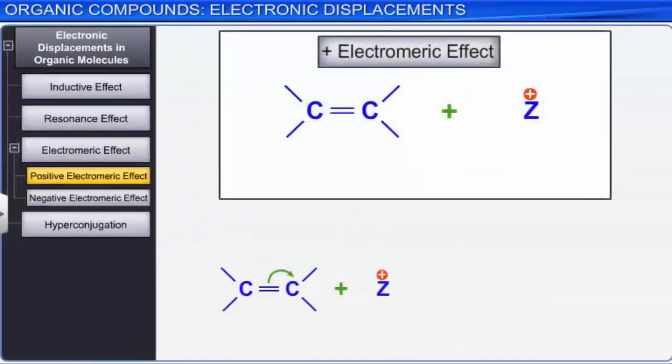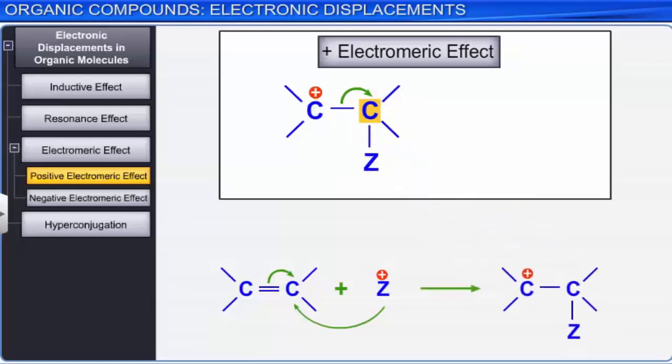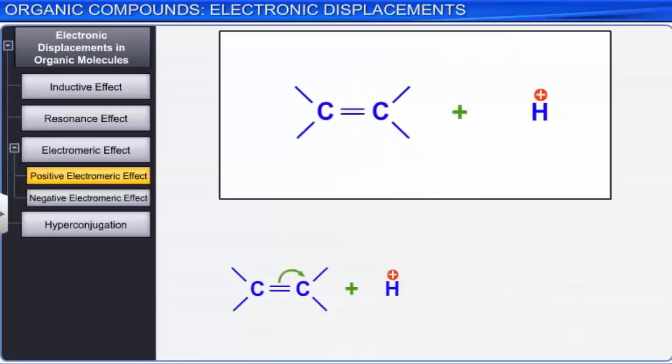In the positive electromeric effect, the pi electrons of the multiple bond are transferred to that atom to which the attacking reagent is bonded. For example, in the addition of acids to alkenes, the pi electrons of the double bond are transferred to that carbon to which the attacking reagent is bonded.